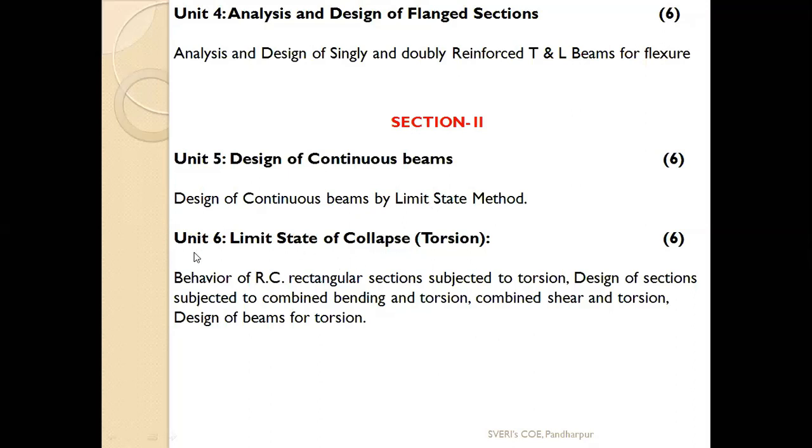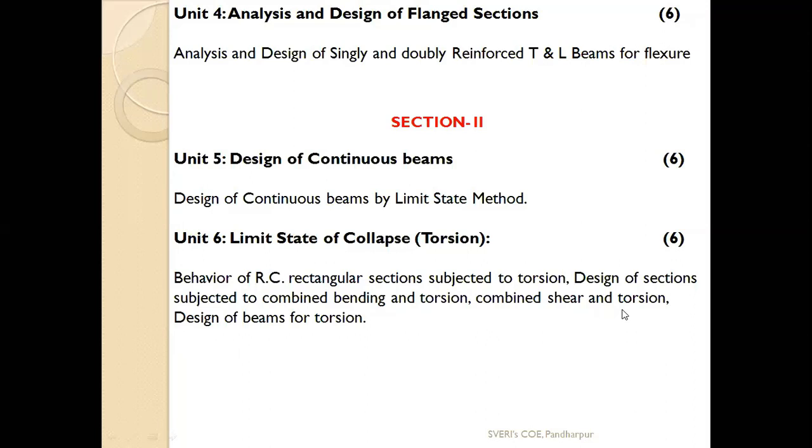Then next unit is unit number 6, limit state of collapse, that is torsion. So here the behavior of RC rectangular section subjected to torsion, design of sections subjected to combined bending and torsion, combined shear and torsion, design of beams for torsion. So this is the syllabus given to you here. But here, if you observe, they have given the beams or sections subjected to combined bending and torsion, and then combined shear and torsion.